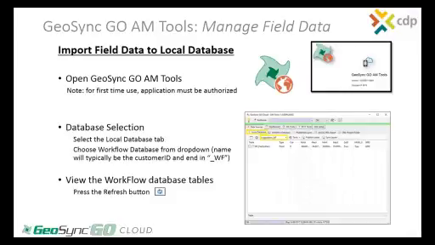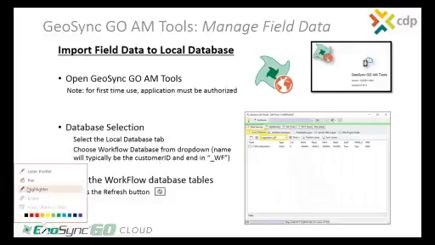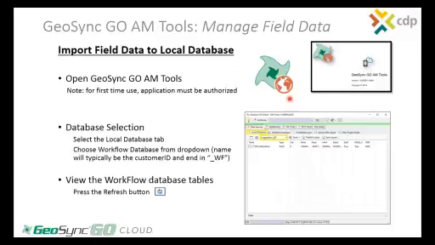So the first thing we want to do, obviously, is open GeoSync GO AM tools. And notice the note there, first time use, you will have to authorize the application. So if you hadn't done that, then you would need to authorize it. And of course, the icon looks like this, with GeoSync GO AM tools below it probably. We'll see a splash screen when it first opens. Looks similar to what I have here on the right.